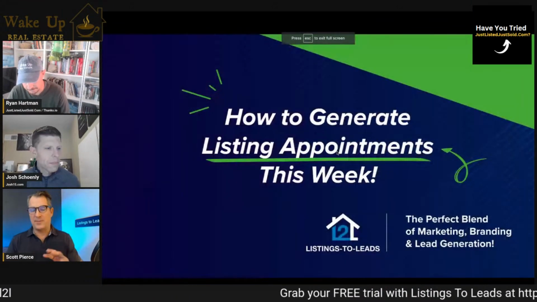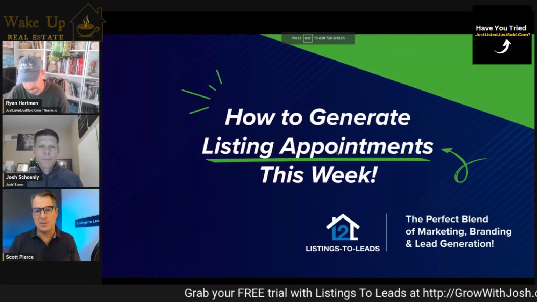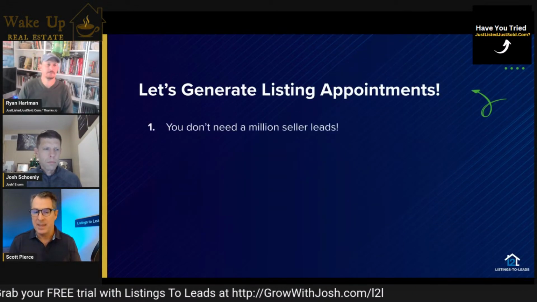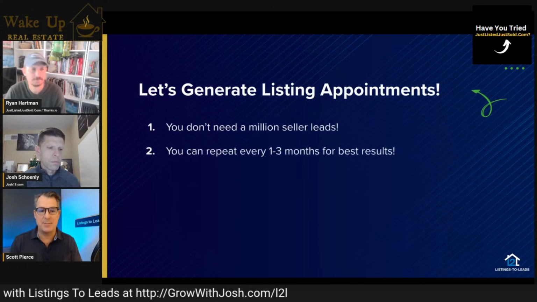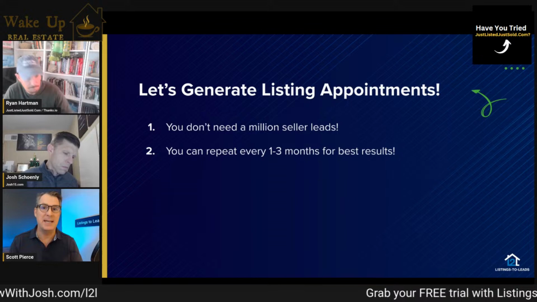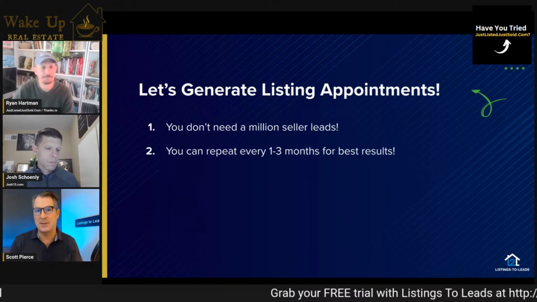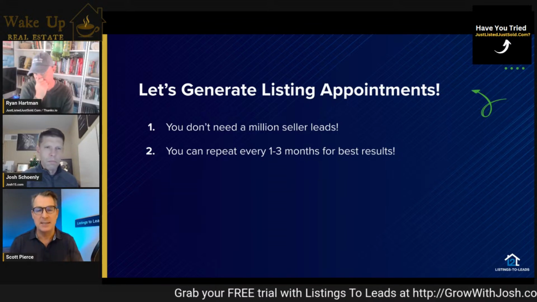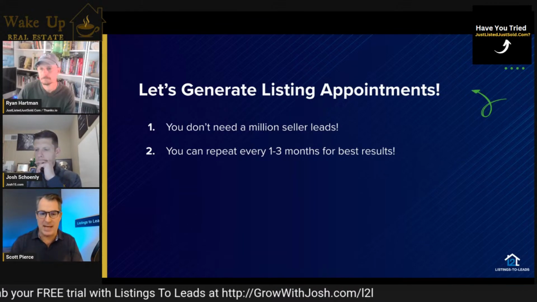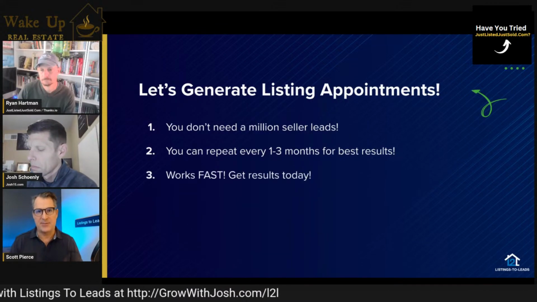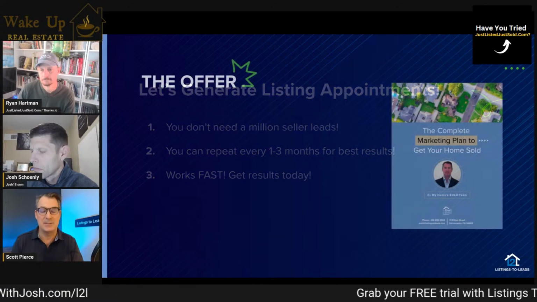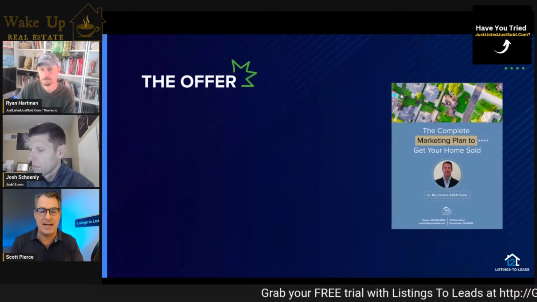All right. So I got about 3 or 4 slides. I'm going to keep the slides very short, but it's about how to create listing appointments as early as even today. Don't need a million seller leads to make this happen. For best results, we talk about repeating this, what I'm going to show you today, every 1 to 3 months. So in the beginning, you might repeat it every month for 2 to 3 months and then go to every 2 or 3 months after that. But we want to make sure that we get this in front of our audience as much as possible. And it works fast. So it's really, really powerful, can work really fast.